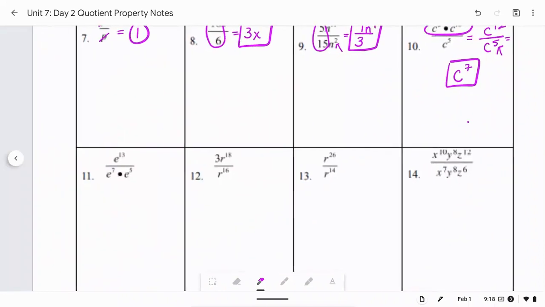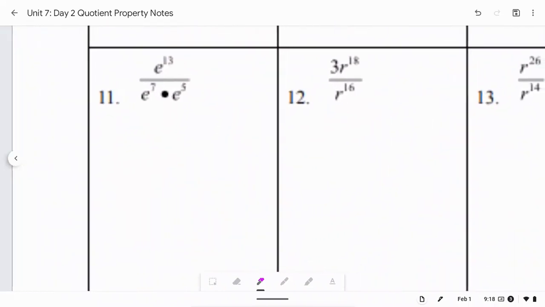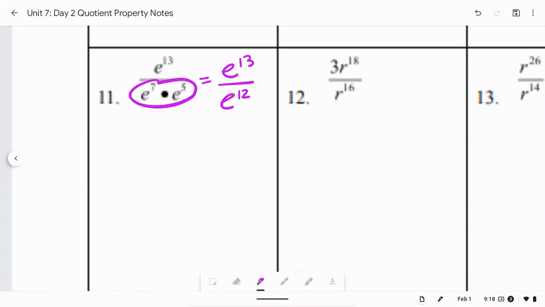Same thing with number 11, except this time we have the multiplication in the denominator. So we're going to start by adding those together. So we would have e to the 13th power on top, and then over e to the 12th power on the bottom. Now it's a division problem, so we're going to subtract 13 minus 12 to get just e, or you could write e to the first if you want.